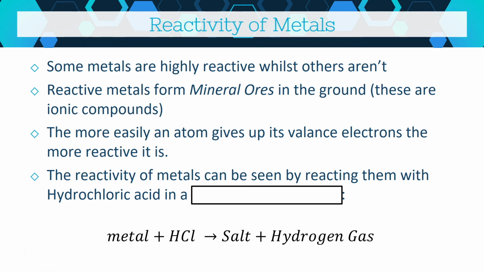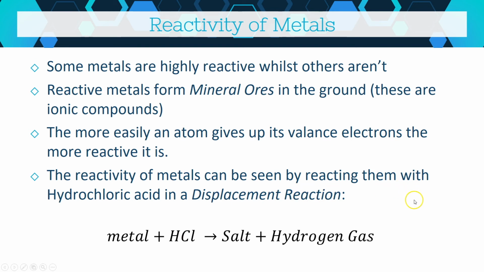You can react metals with hydrochloric acid in what we call a displacement reaction, and there's an example of that down the bottom. Basically, the metal kicks the hydrogen out of the hydrochloric acid and joins with the chlorine, so that hydrogen gets released as hydrogen gas. How quickly this reaction happens gives you an idea of how reactive those metals are.